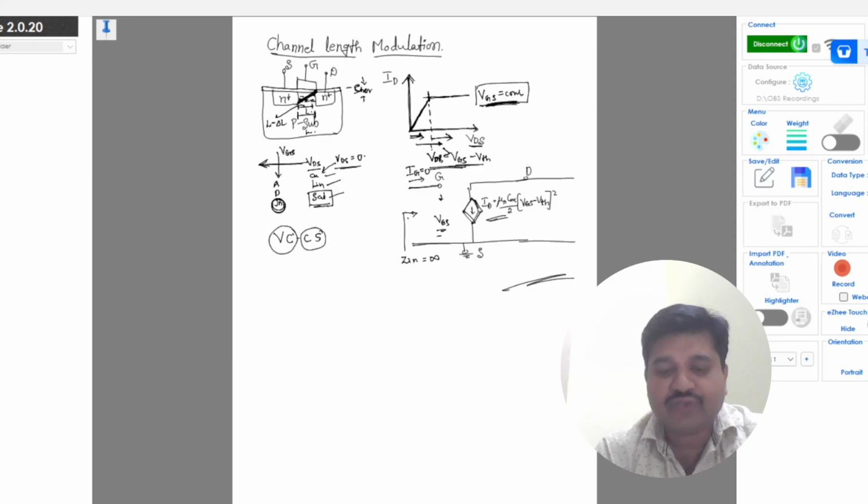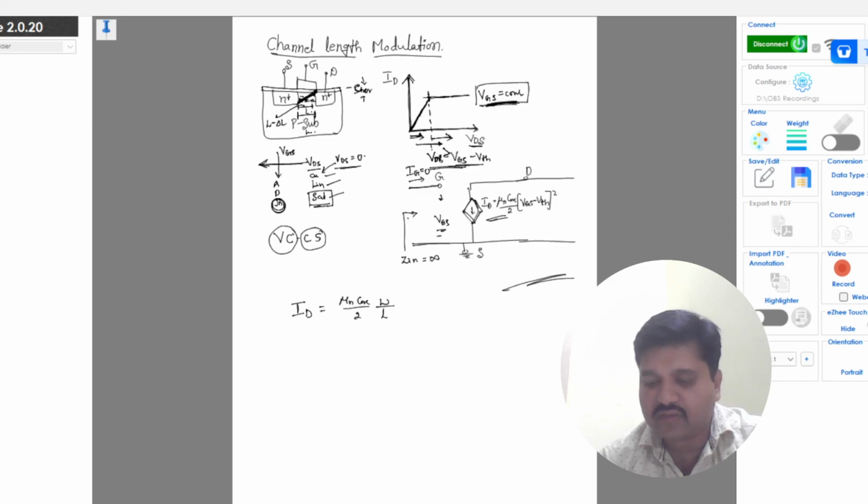So now even if you increase VDS, what happens? The effective channel has been reduced. So now the effective current equation will be mu n COX by 2 W by L into VGS minus VTH whole square. This is the equation. Now this L has been modified from L to L minus delta L. So this is mu n COX by 2 into W by L minus delta L into VGS minus VTH whole square.